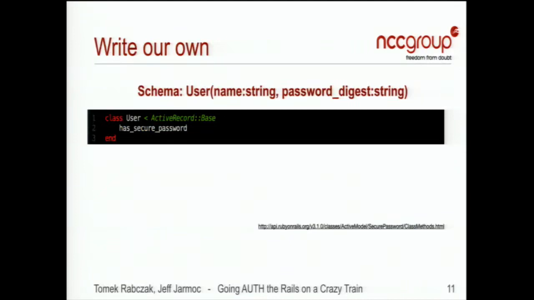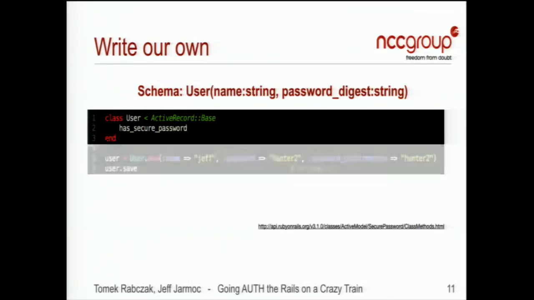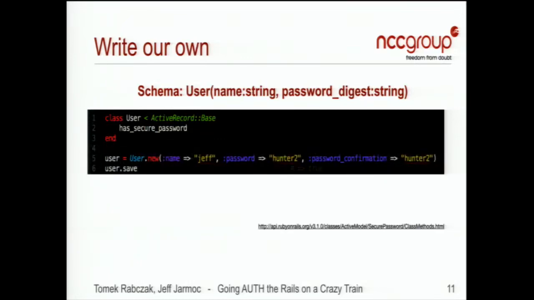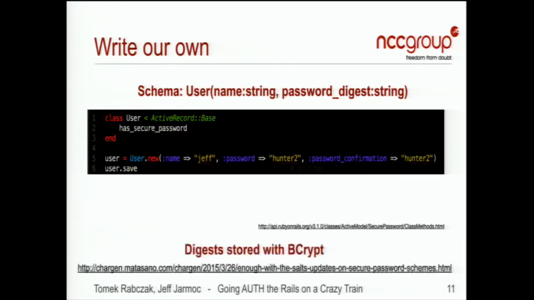So let's talk a little bit about how we might do that. I mentioned this hasSecurePassword helper before. And we have here an example where we have a simple user model that has a database schema with two columns, both strings, name and password digest. And we just call that helper in the model. What that gives us is some functionality like this, where we can do user new, give it a password and a password confirmation argument, and it'll go ahead and securely store that password. It does that using bcrypt, so it's a reasonably secure password storage scheme.